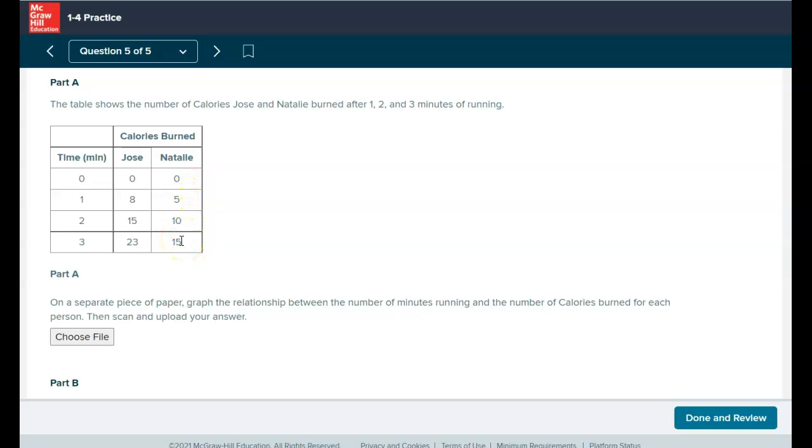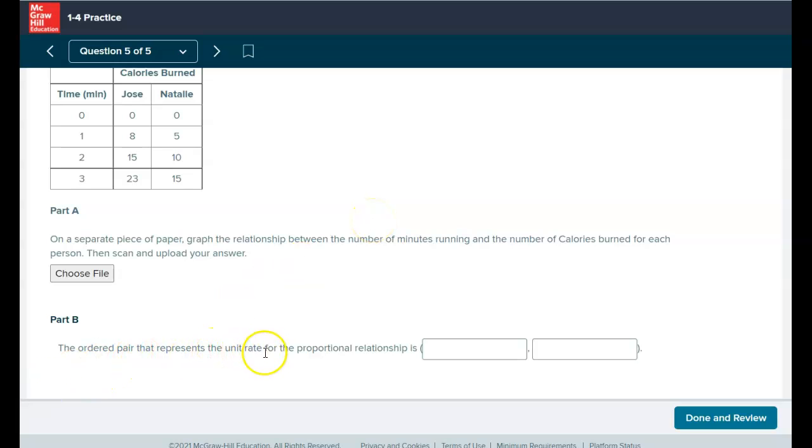That is a proportion. So we're looking for the point where Natalie has burned calories for 1 minute, okay? At 1 minute, she burned 5 calories, okay? So the point we're looking for is 1,5. The ordered pair that represents the unit rate for the proportional relationship is, now remember, you want the y value. Oh, let me see. Do they want the y value? Let me look at the teacher's book on this one. They want you to put the point in XY format. So you're going to put the X number first, the 1, and the Y number second, 5.